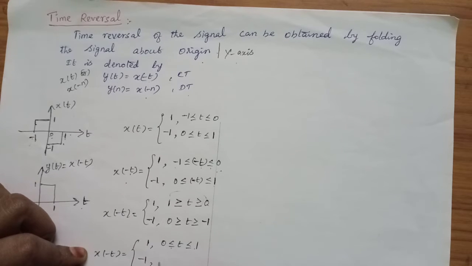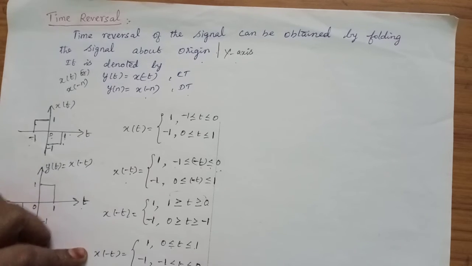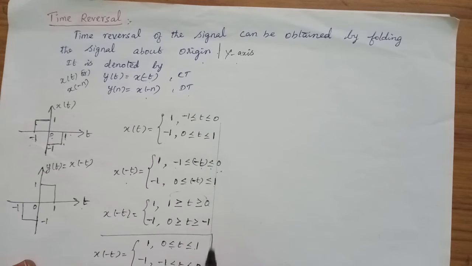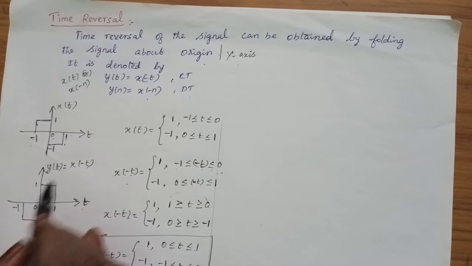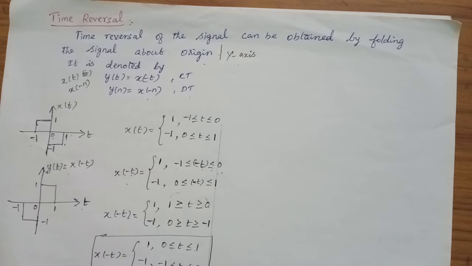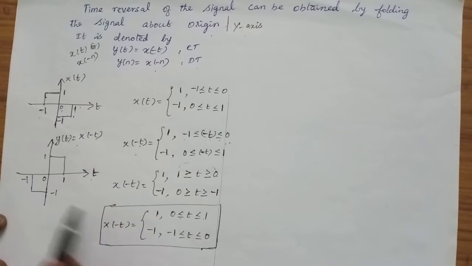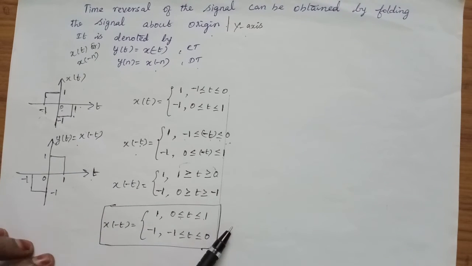So for minus 1 less than or equal to t less than or equal to 0, this is the mathematical representation for x of minus t. Already we obtained the graphical representation of x of minus t. We just check whether we got the correct expression.